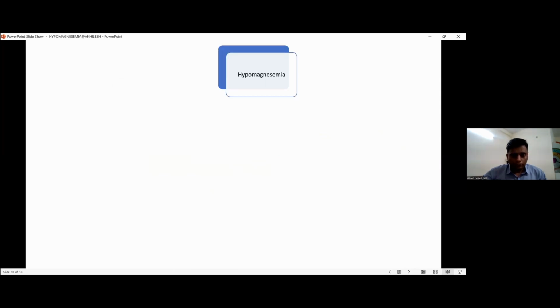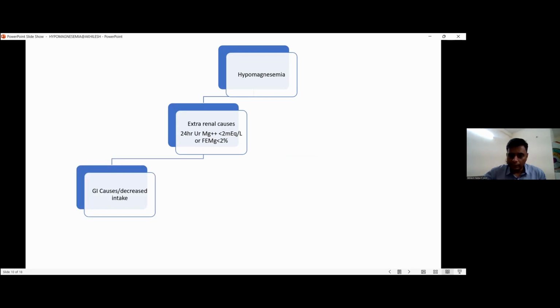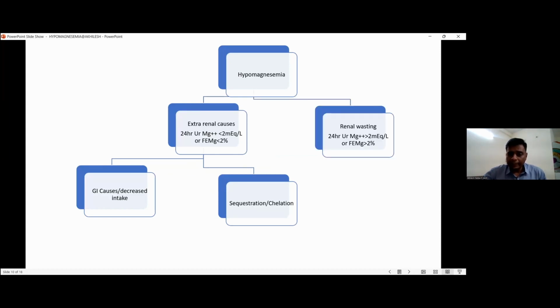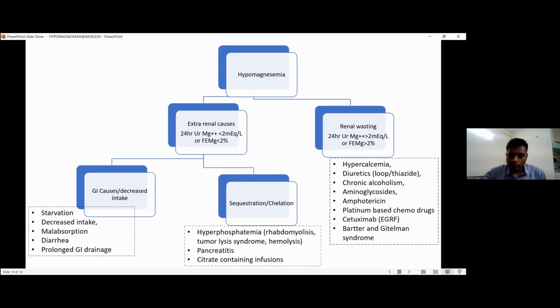So we can classify hypomagnesemia. We can divide the causes into two categories by using the fractional excretion of magnesium: extrarenal and renal. In extrarenal, we can say GI causes due to decreased intake and sequestration. And in renal wasting, if the fractional excretion is more than 2%, or the 24-hour urinary magnesium is more than 2 milliequivalent per liter, we can say it is renal wasting. So these are the different causes under different subheadings.